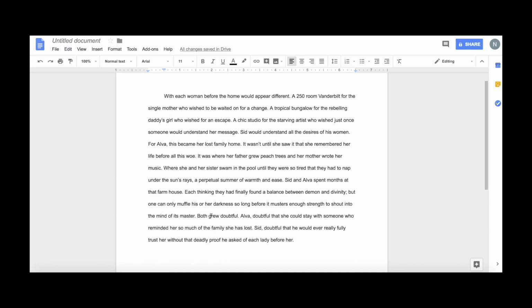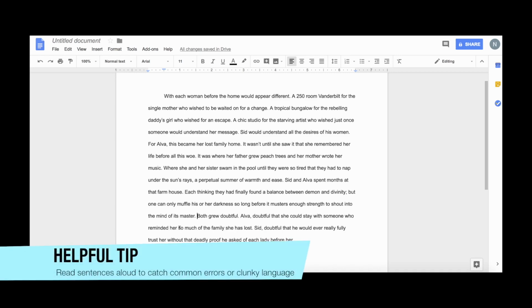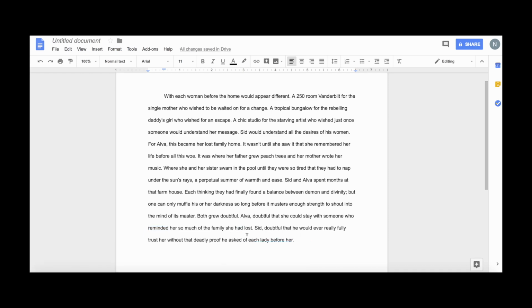So next, both grew doubtful. Alva, doubtful that she could stay with someone who reminded her so much of the family she has lost. So here, again, reminded is a past tense word, and has is a present tense word, so we want to change this has into a had so that the tenses match up here and the sentence agrees with itself.